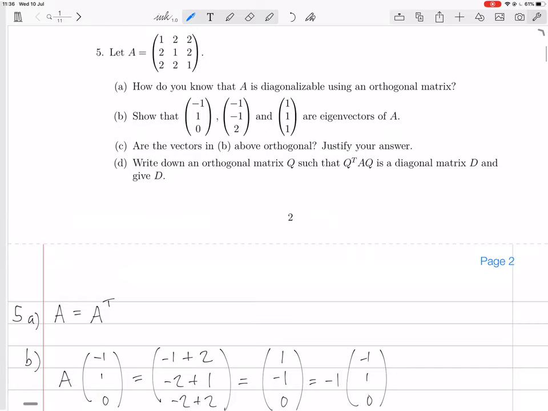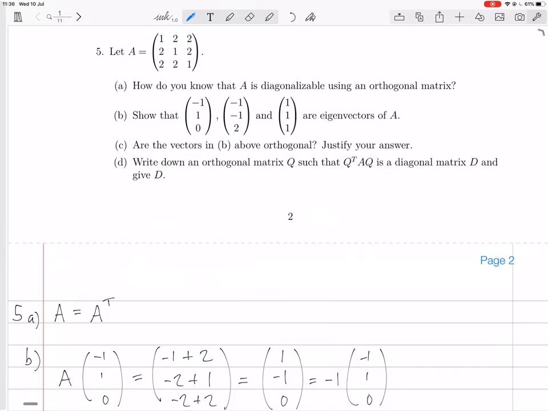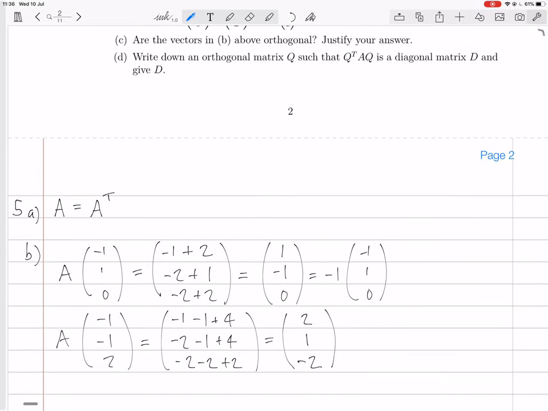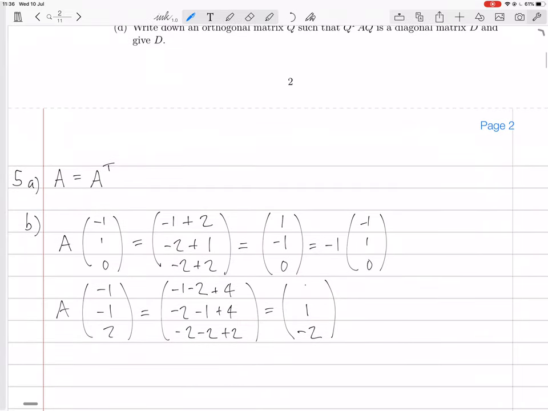1, 2, 2 by minus 1, minus 1, 2. That should give us minus 1, minus 2, plus 4. Oh. Minus 1, minus 2, plus 4, and that is 1. And so this thing is again minus 1 times the original, so it's another eigenvector with eigenvalue minus 1.